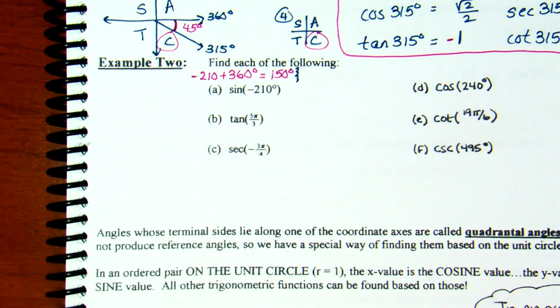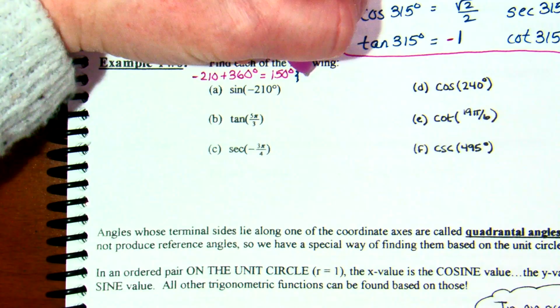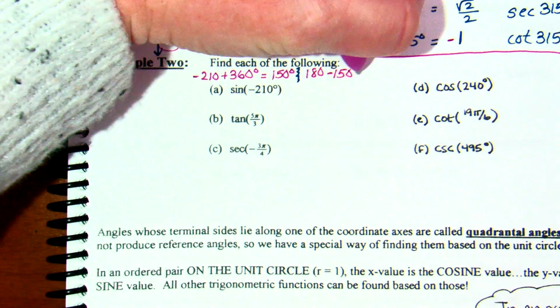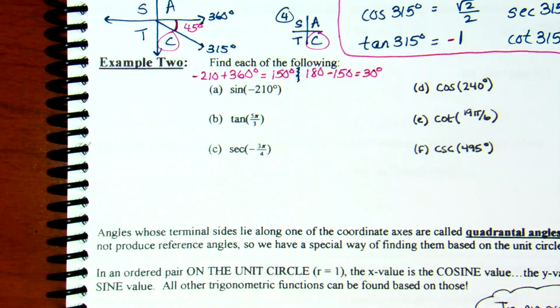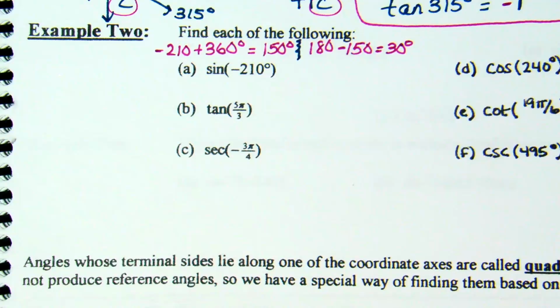Okay, visualize that 150. I just showed it to you. Where is 150 closest to? Which part of the x-axis? It's closest to 180, isn't it? So how do I find that reference angle? 180 minus 150 is 30.